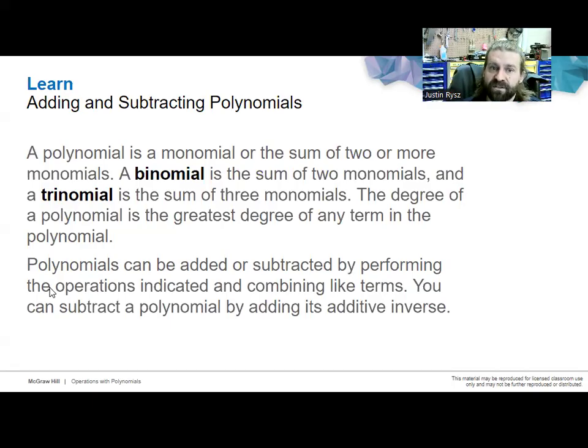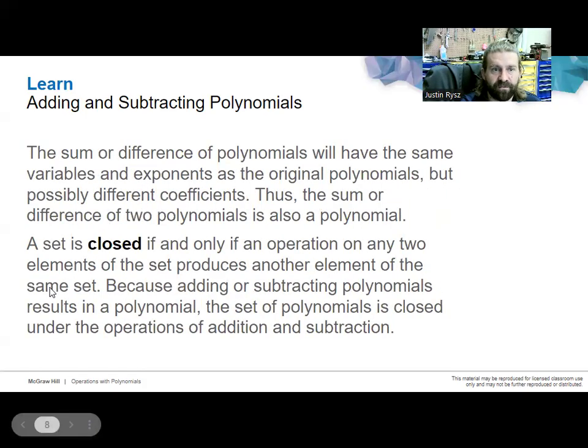The degree of the polynomial is the greatest degree of any of those terms in the polynomial. Polynomials can be added or subtracted by performing operations indicated, like combining like terms. You can subtract polynomials by adding the inverse, which is what we talked about before. The sum or difference of polynomials will have the same variables and exponents as the original polynomials. So if I add 5x and 2x together, I don't change the x at all. We could have, though, different coefficients. So the number in front does change. Thus, the sum or difference of two polynomials is also a polynomial.